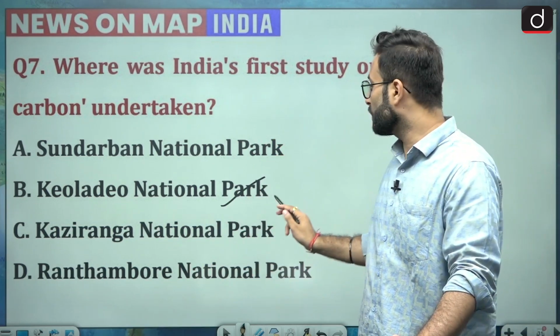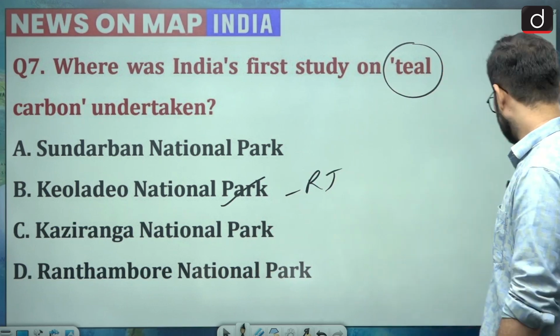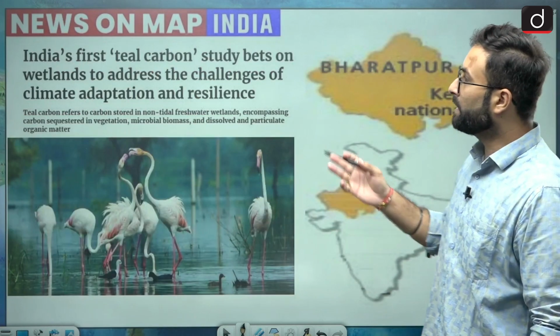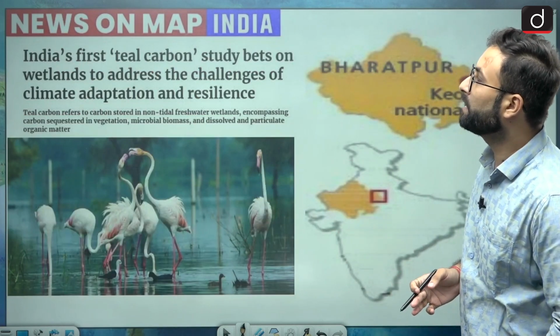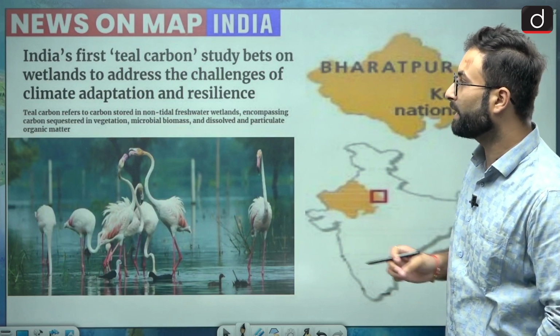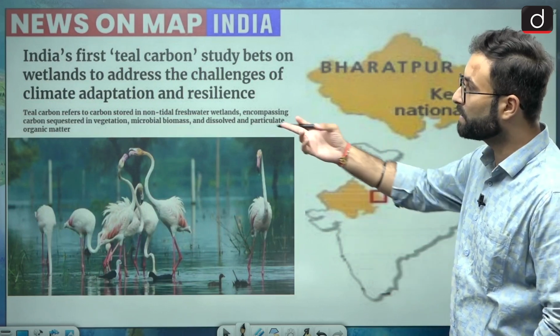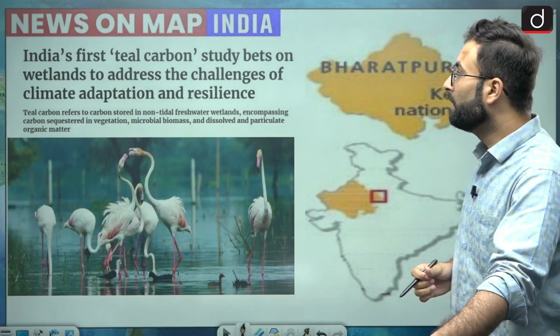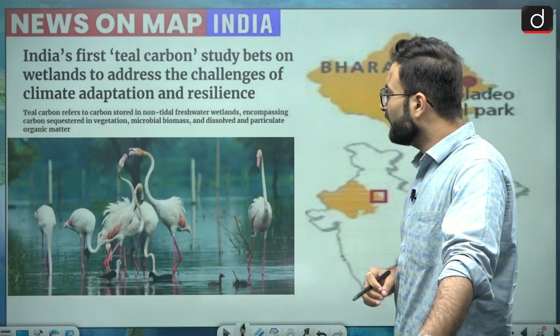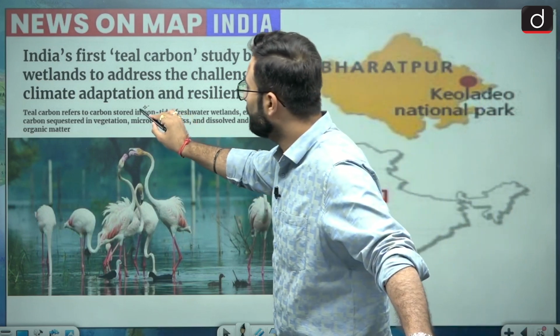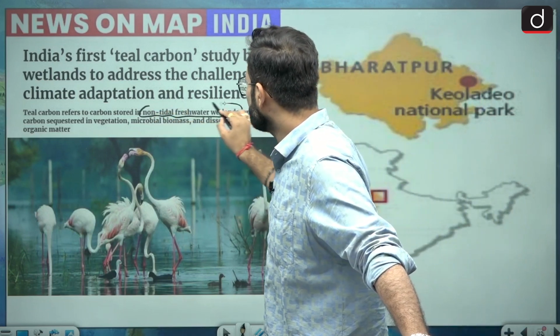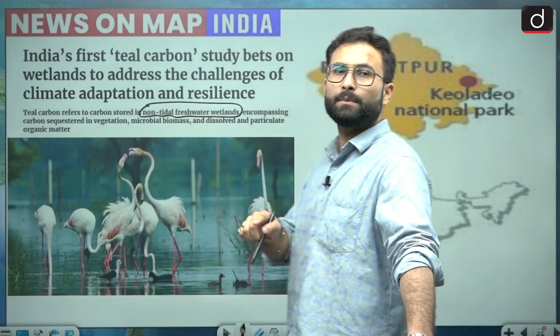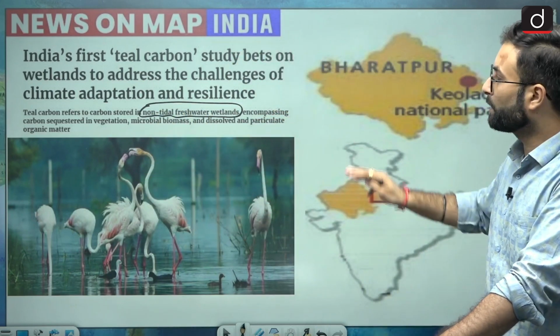Where is it located? It is located in Rajasthan. Here you will see India's first teal carbon study bets on the wetland to address the challenges of climate adaptation and resilience, and that is why it was in the news. Teal carbon refers to the carbon stored in the non-tidal freshwater wetlands. Specifically they have mentioned non-tidal freshwater wetlands. Why non-tidal? Because these are not on the coastlines.